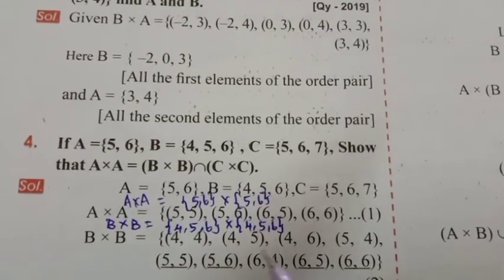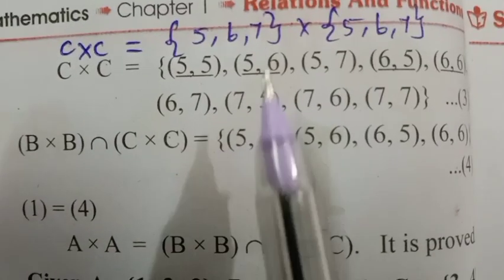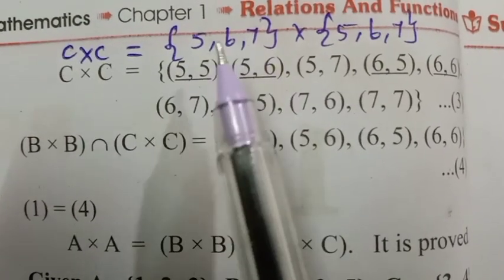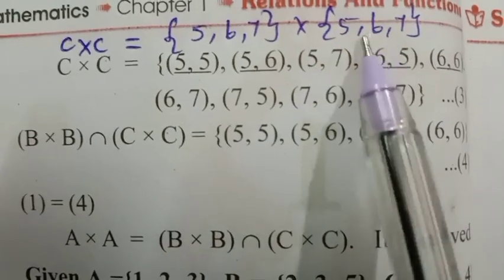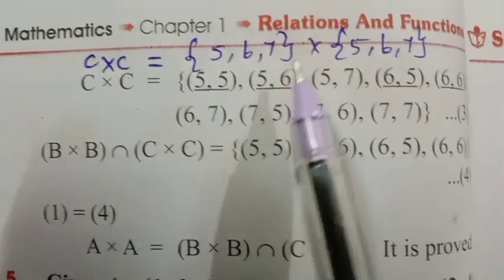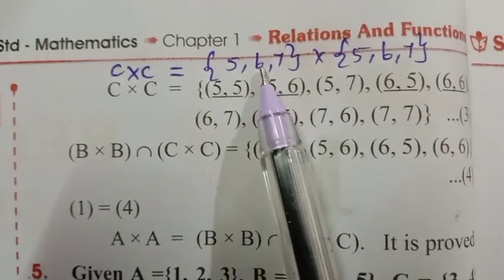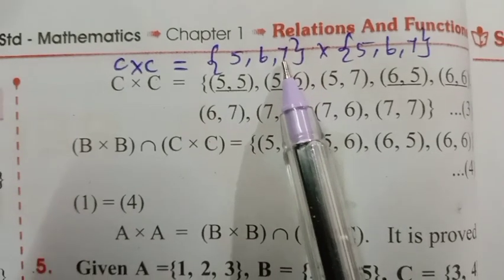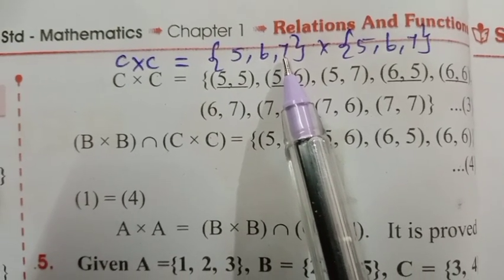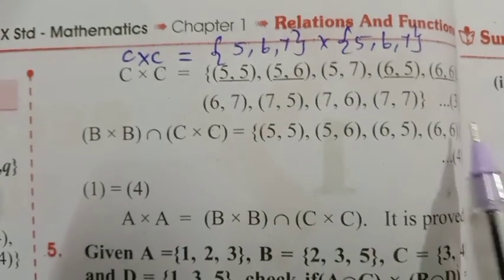Then you have to find C cross C. C cross C, that is 5, 6, 7 cross 5, 6, 7. You have to make a Cartesian product: 5, 5, 5, 6, 5, 7. Then 6, 5, 6, 6, 6, 7. Then 7 makes pair with these elements: 7, 5, 7, 6, 7, 7. It is called equation number 3.